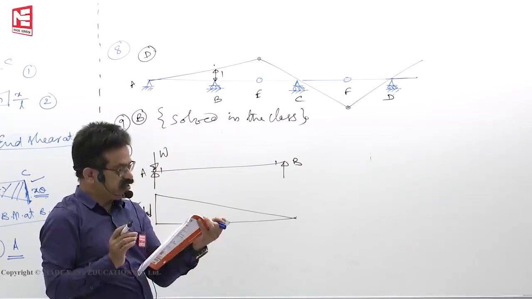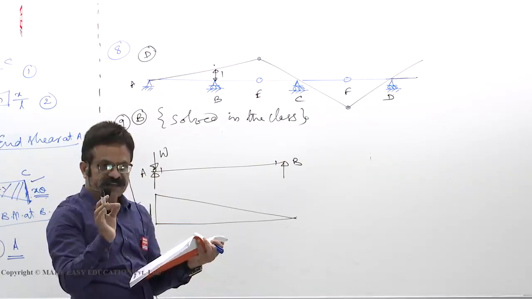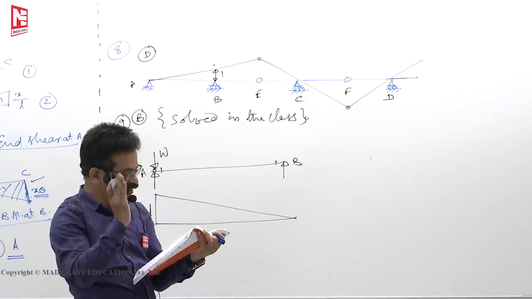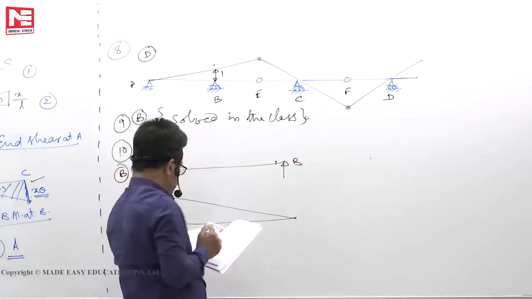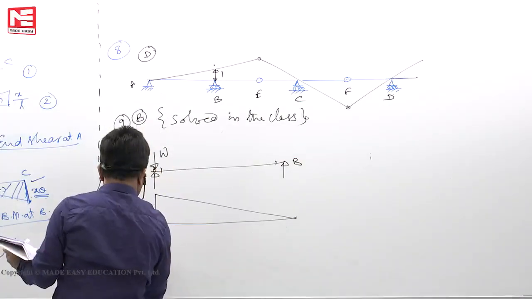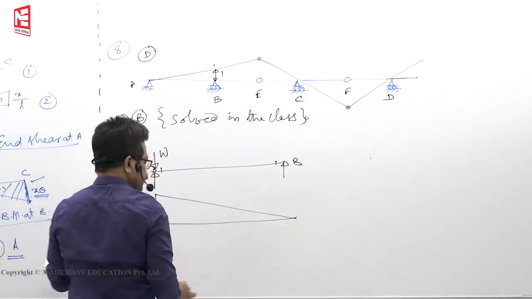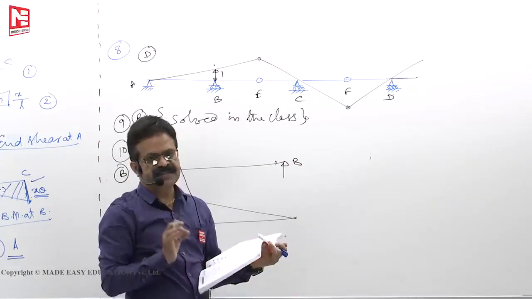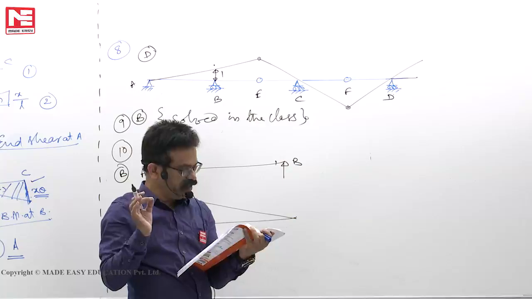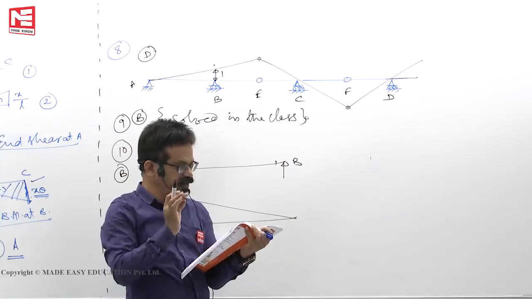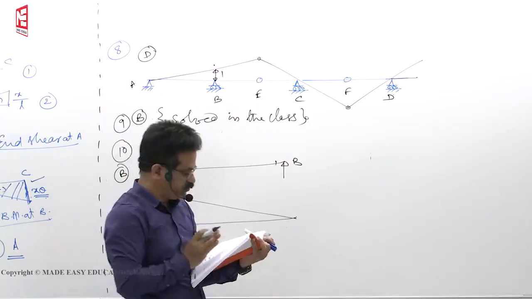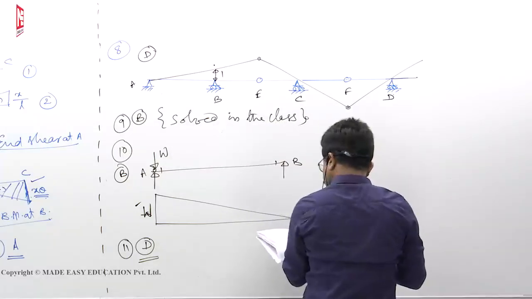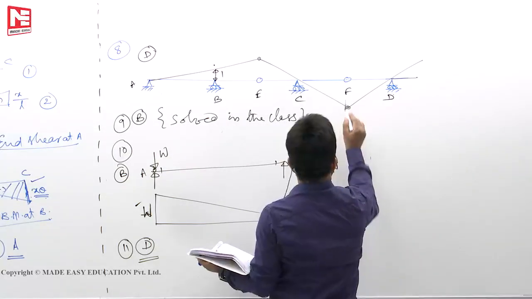What is the correct answer is the wheel and the resultant must be equidistant from the center. So that option is not there. So 11th is D, none. Load and the resultant of load system should be equidistant from center. Then you will get absolute maximum bending moment under the wheel load. Okay. Next, 12.